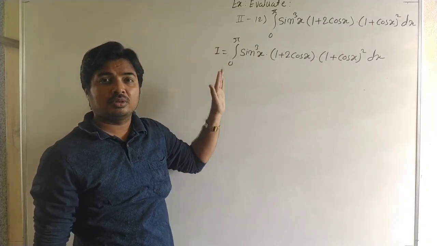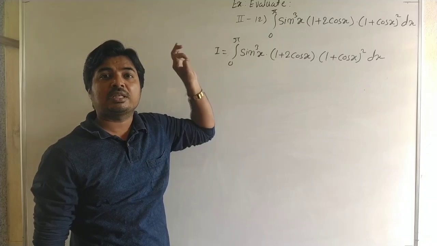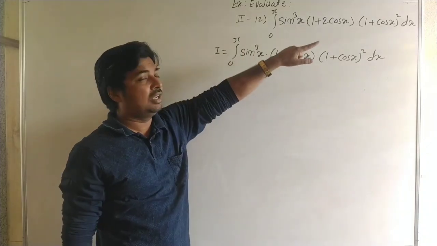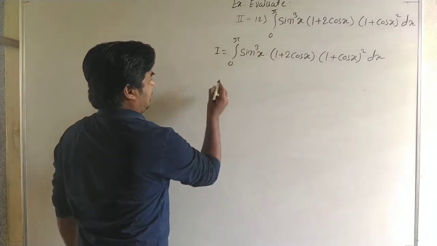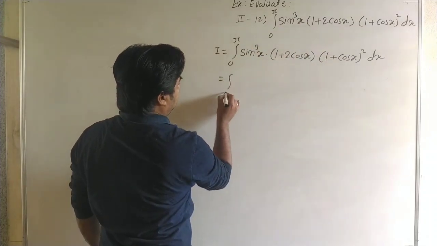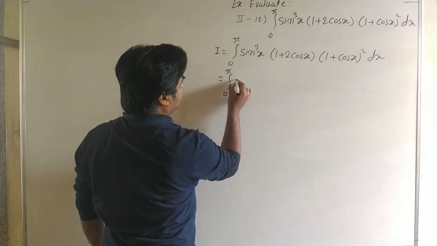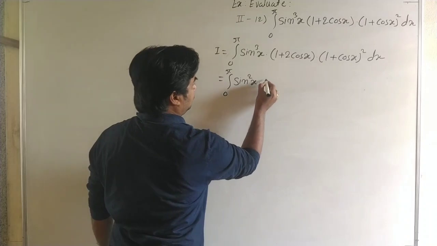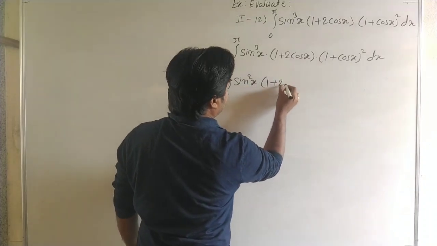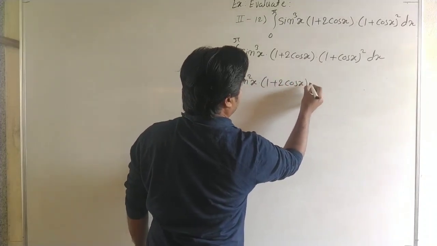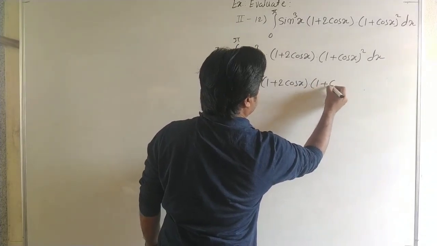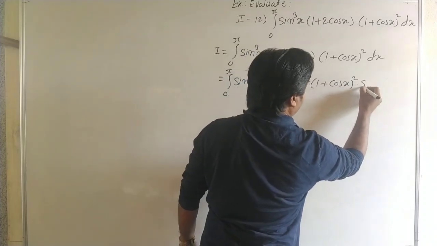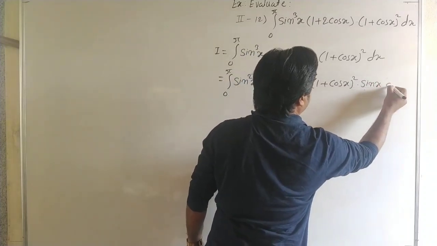Sin cube x can also be written as sin square x into sin x, that means the derivative of cos x multiplied by dx. Here the integral from 0 to pi of sin square x into (1 plus 2 cos x) into (1 plus cos x) whole square into sin x dx.